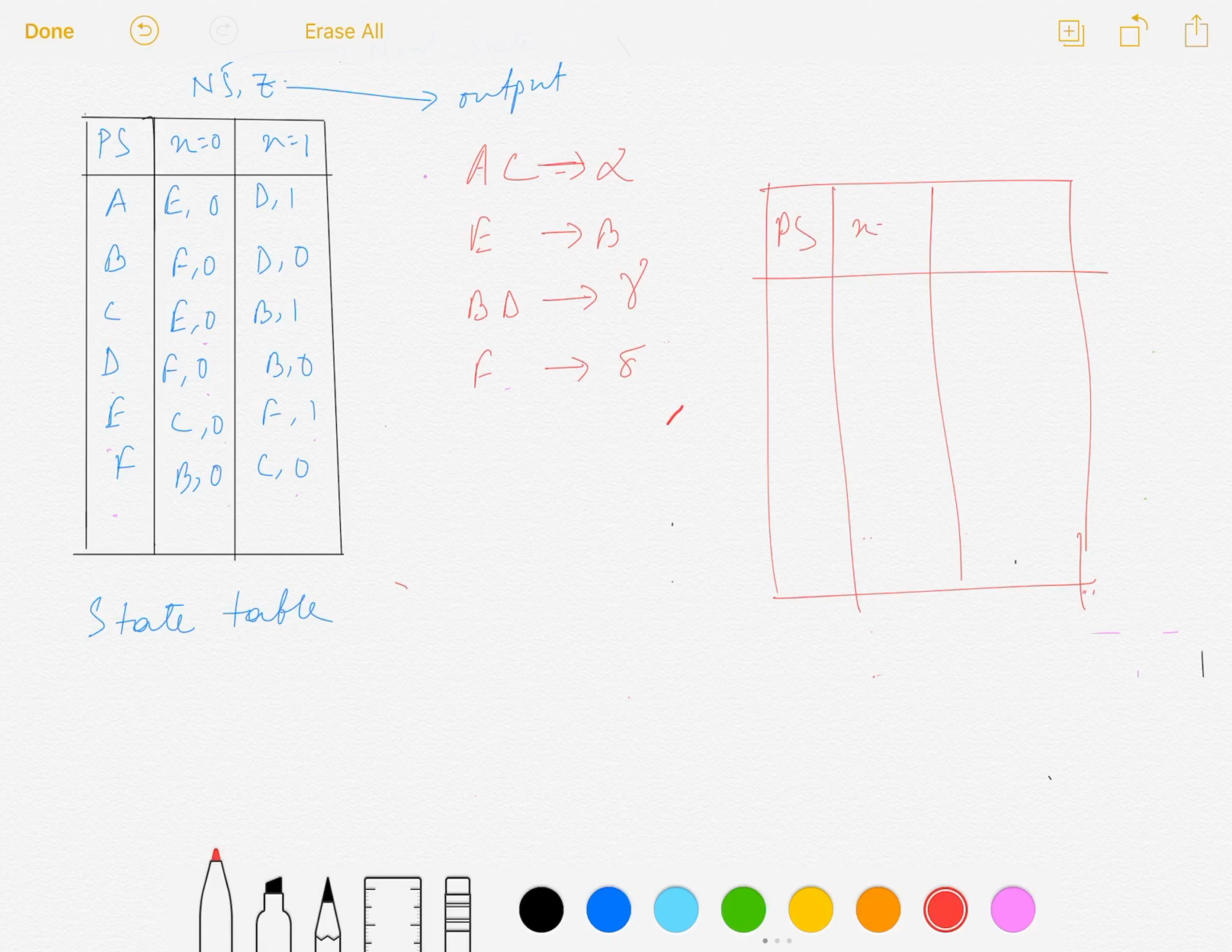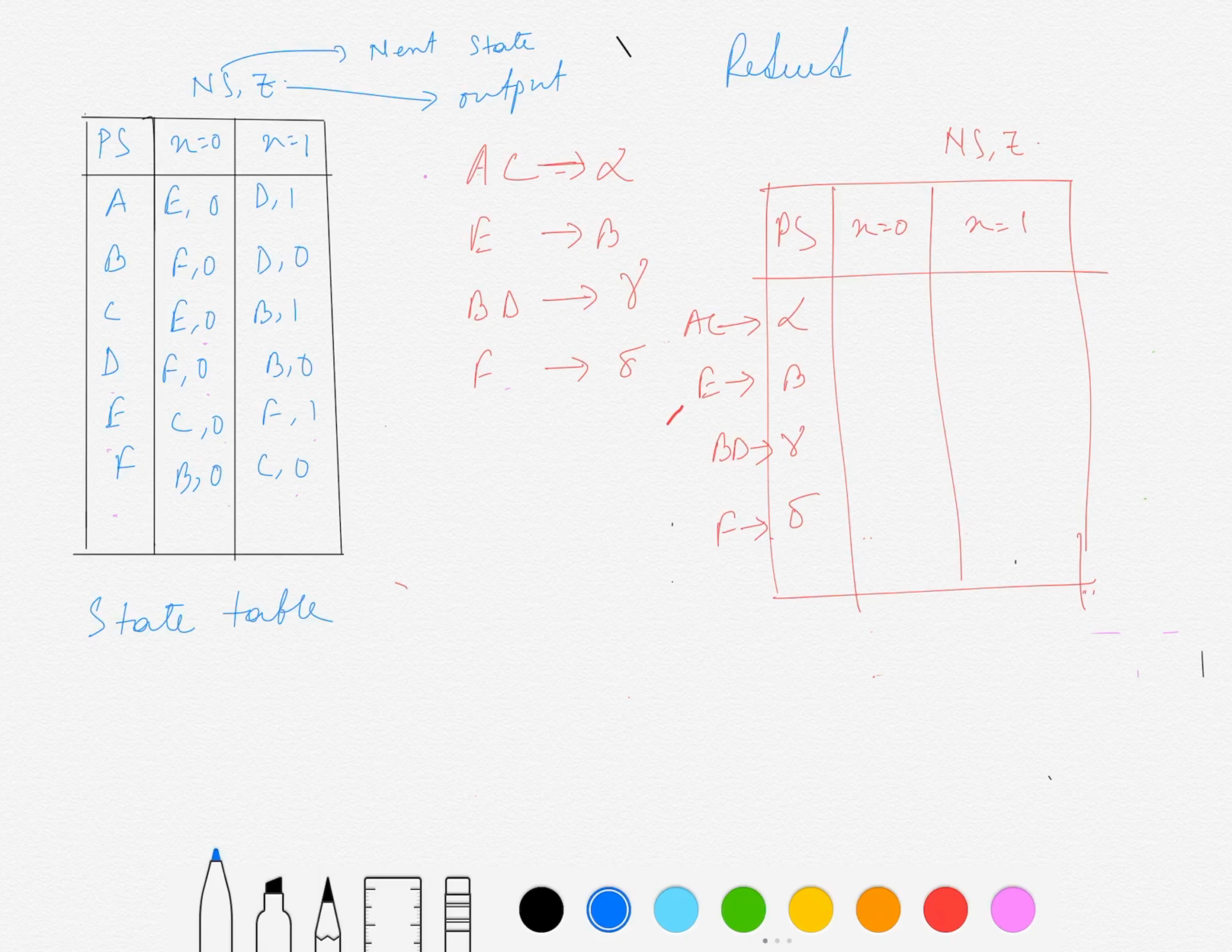Now, this one is my present state, for x equal to 0 and x equal to 1, next state and Z, we have to find out for alpha, beta, gamma, delta. AC is alpha, E is beta, BD is gamma and F is delta, and this is my reduced table. Now, what will happen if I give 0 to alpha? Alpha means AC. Both A and C are equivalent, so check either A or C. Now, I am checking for A only. If I give 0 to A, it is going to E0. So, E is beta, right. So, I can write it as beta 0, and for x equal to 1, I am getting D1 and D is gamma, so it should be gamma 1.